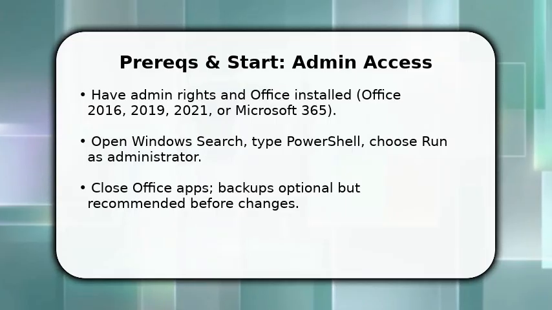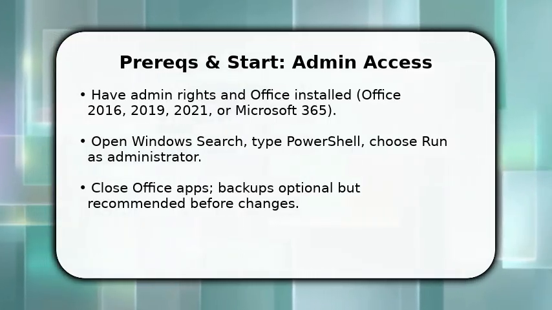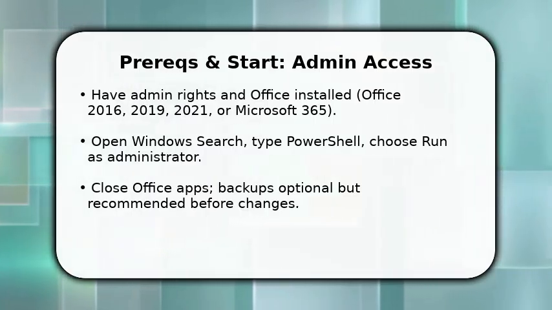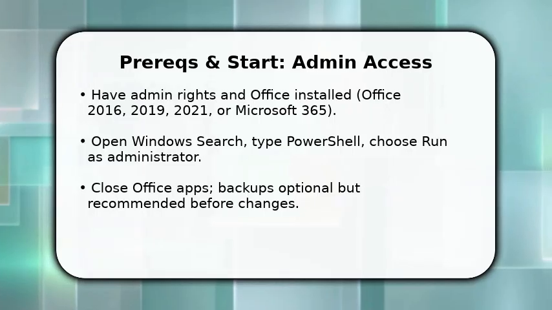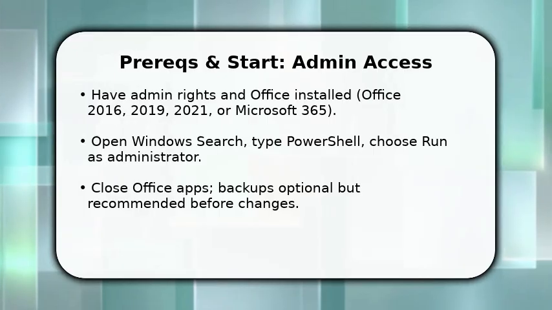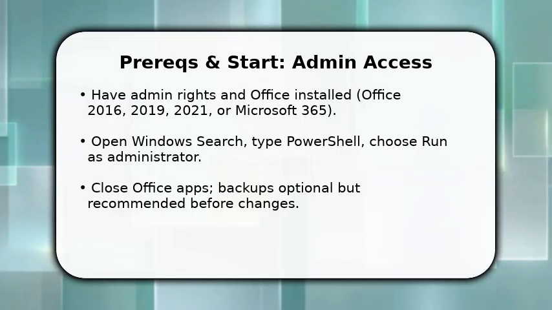You're starting immediately. Open PowerShell as administrator because many product key checks need elevated access. Once done, confirm Office version by running a quick command to inspect installed products. This tells you whether to query the registry or use built-in Office utilities. Make sure Office apps are closed so files aren't locked.